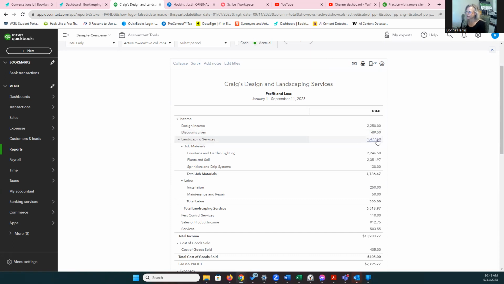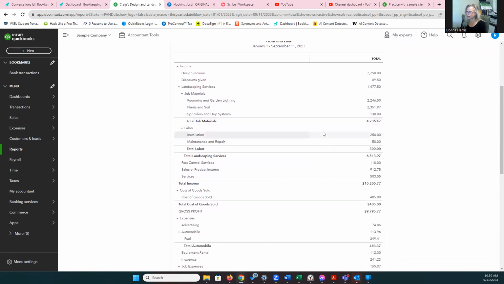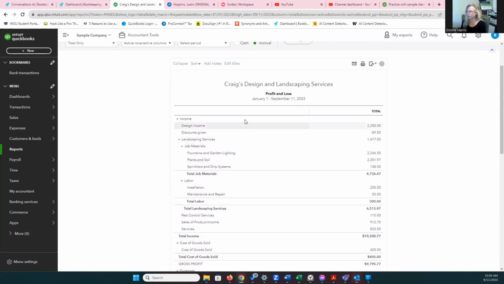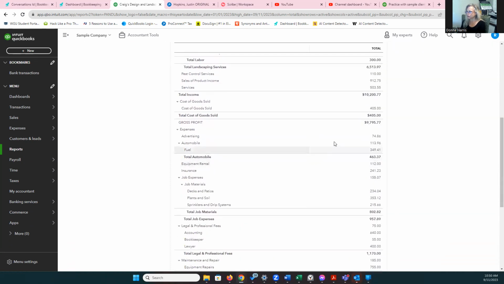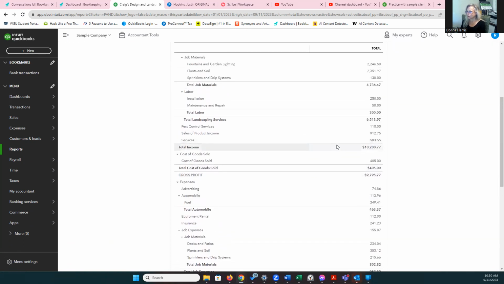And then we have some landscaping services and some job materials that they bill for. And we have some labor that they bill for, and some pest control. So you can see where there's different things that they bill for. Down here at the bottom, we've got total income. So for the period of January 1st to September 11th of 2023 in this lovely fake company, we have a total income of $10,200.77. Out of that, we have cost of goods sold, which is $405.